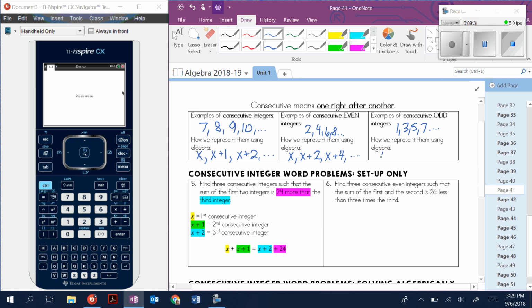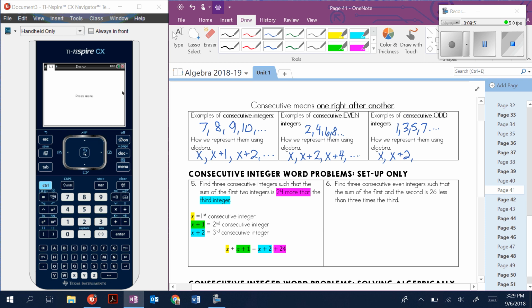Okay, the first one's always x. So if x is 1, how are we going to get to the next one? We're going to add, how many do we add? Oh, that's weird. 1 plus 2 gives us 3. We are adding 2. We're counting by 2 still. So x plus 2. That's funny. Even though it's odd, we're still going to add 2 every time.